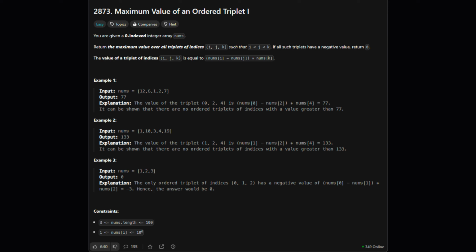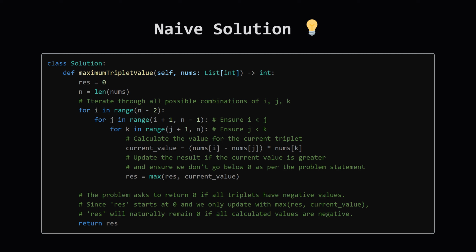Next, I looked at Maximum Value of an Ordered Triplet I. It's the same problem as part 2, but the constraints are much smaller, nums.length less than or equal to 100, suggesting a simpler solution might pass. So for part 1, given the smaller constraints, the most straightforward approach works. We just use 3 nested loops. The outer loop picks i, the middle loop picks j such that j is greater than i, and the inner loop picks k such that k is greater than j.